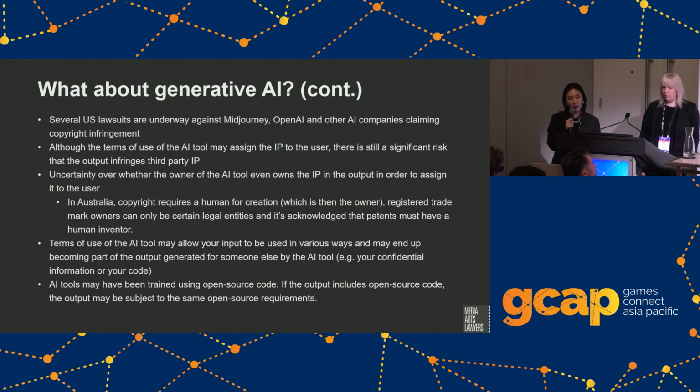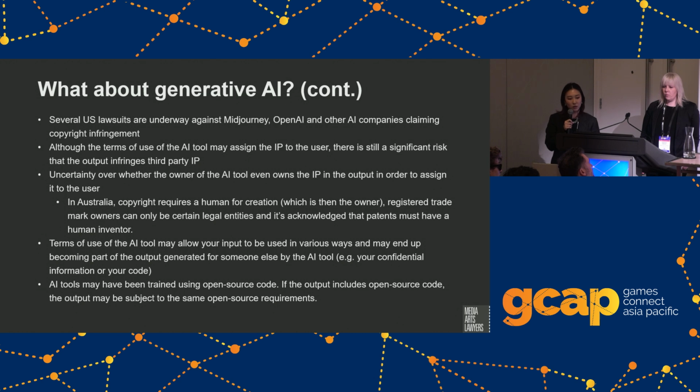For a registered trademark, only certain legal entities can own it. So an AI platform is not a recognised legal entity, per se. And then for patents, it's now acknowledged that there must be a human inventor. And that's actually, the patent element's a pretty recent development that's been acknowledged from IP Australia. So that's actually been confirmed.